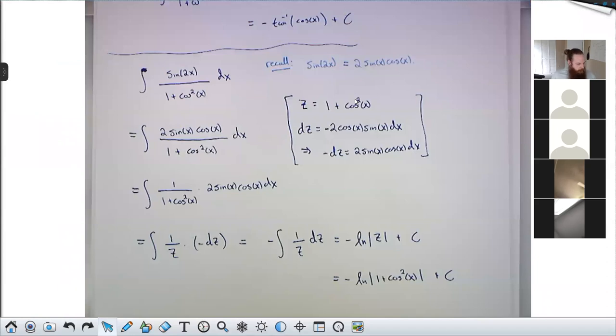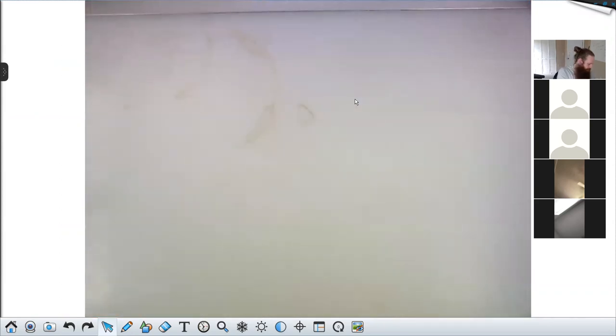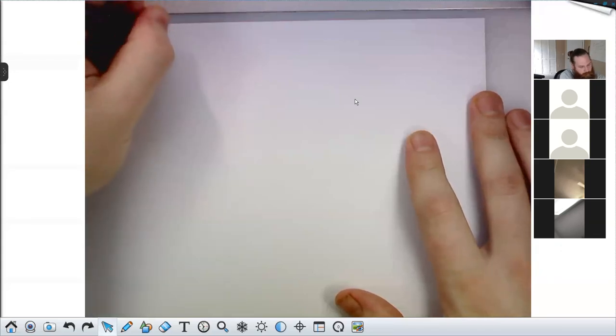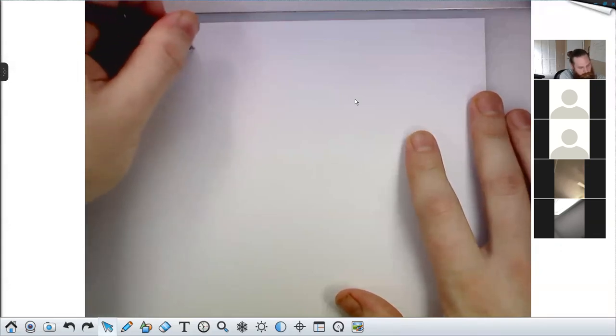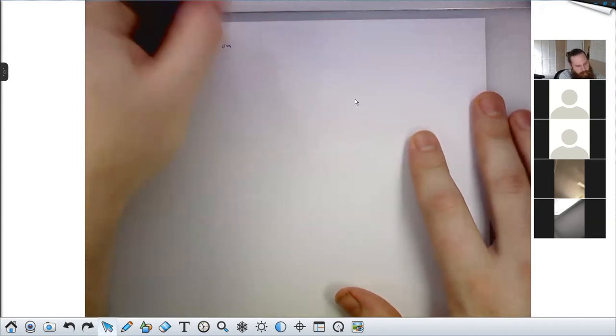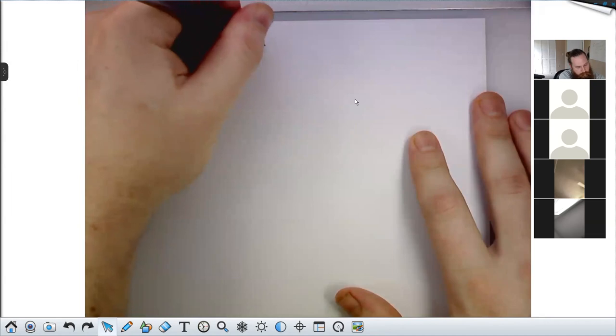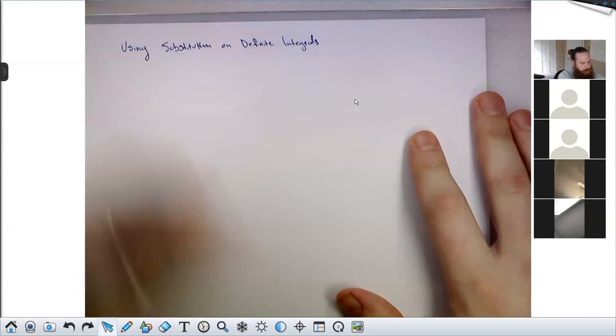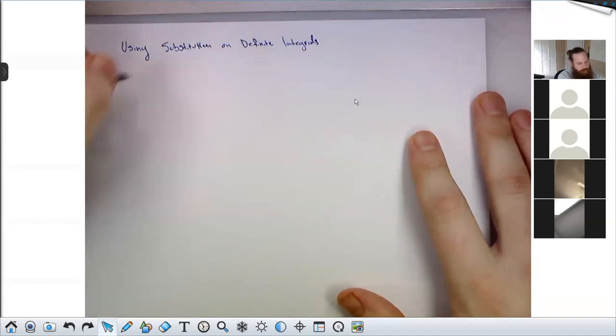Now, we need to start talking about how to handle definite integrals here. Definite integrals, recall, are integrals with bounds. The good news is, it's not a whole lot different. The bad news is, there's a step here that people seem to hate. So, using substitution on definite integrals. Start out with a really simple example, try and motivate what I'm talking about here.